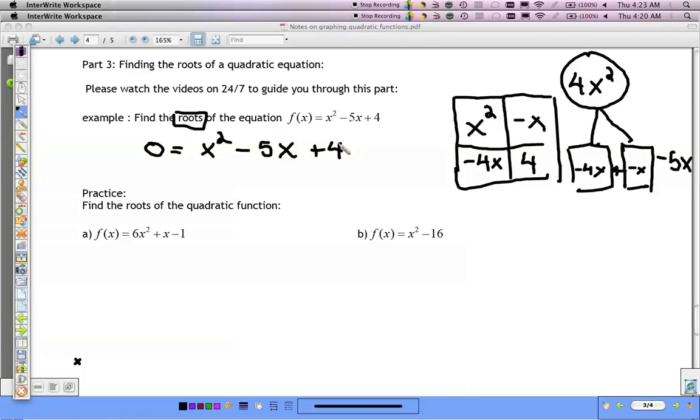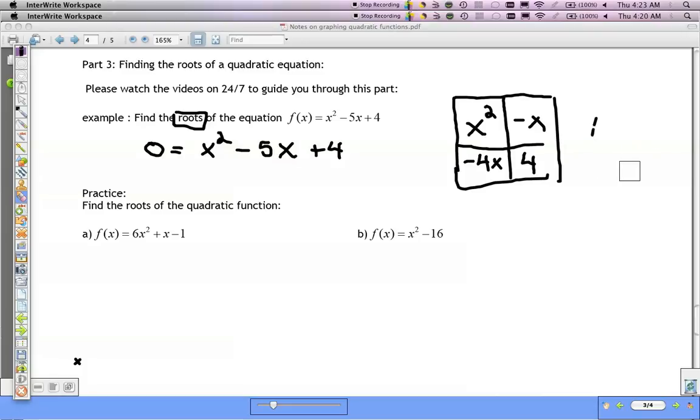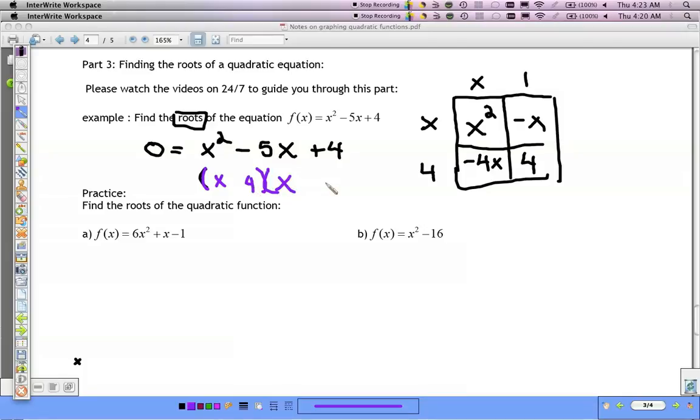And then we look at our little grid there and find the greatest common factor of each row and each column. So the greatest common factor of the top row is x, bottom row is 4, the left column is x, and the right column is 1. And then we'll set up our two parentheses. I'll do it right under here, in purple. So I have x, 4, x, 1.